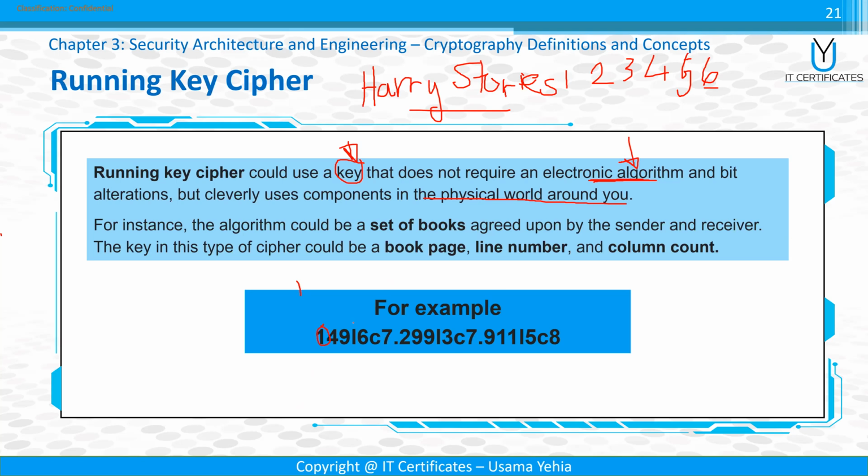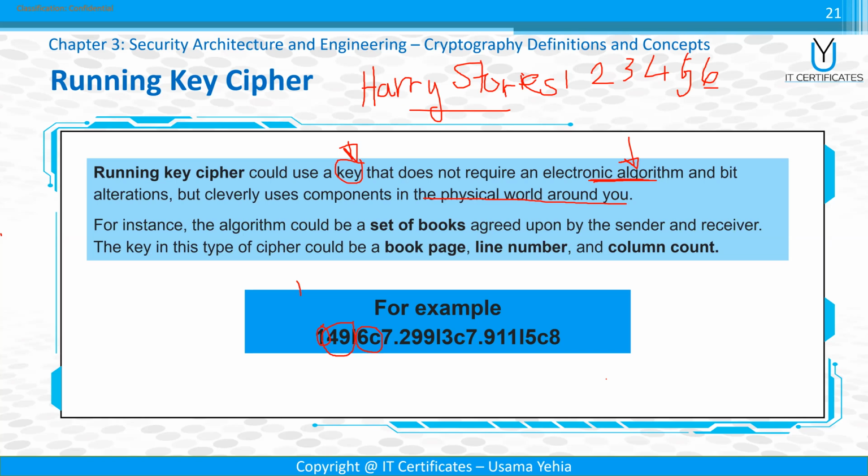The next 3 characters will be the page number. The second 2 numbers, for example, will be the row number. Then the next 2 numbers will be the column number. Then now you have a specific character. This is what we call the non-electronic algorithm.